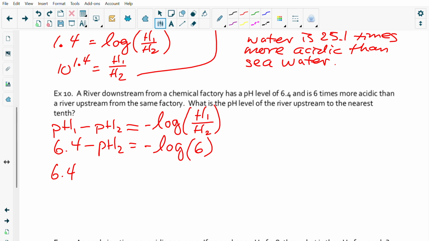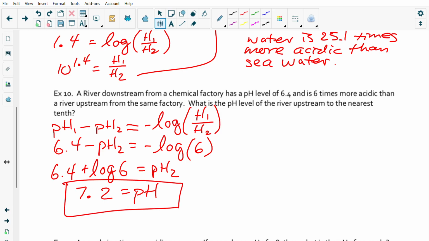Okay, let's isolate pH 2. So I have 6.4 plus the log of 6 equals pH 2. And then I get, use your calculator, we can estimate this pH of the river upstream. Yeah, so the upstream water, so river upstream from the same factory. So the pH level of the river upstream, the water is 7.2 in pH, right?